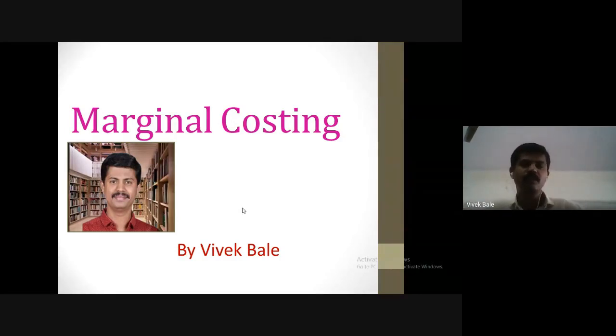Actually, this paper is very interesting because in this paper, you are going to learn about the different techniques of cost and works accounting. In the second year BCom, you have already studied what is the meaning of cost sheet, what are the elements of cost, and how to utilize that different cost that will be taught in the third year of BCom. So, today's topic is marginal costing.